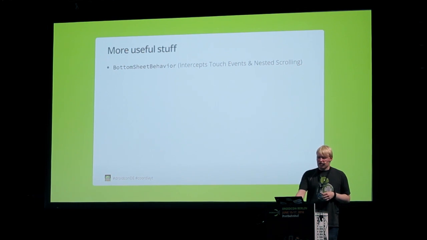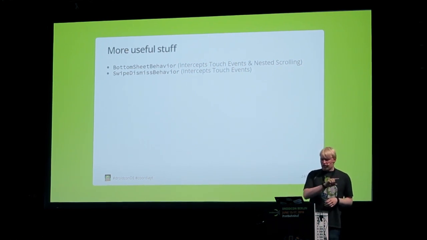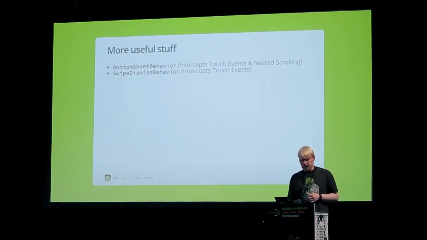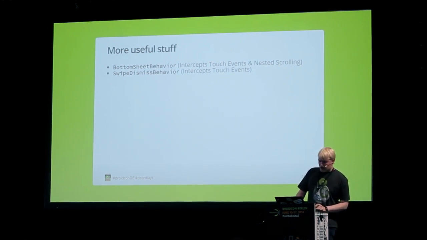Another behavior inside the design lib is the swipe dismiss behavior that implements the swipe to dismiss pattern, and this one is actually used by the snack bar layout. So maybe we saw it before, when the snack bar layout is visible, you can touch it and swipe it out of your view. This is implemented by this behavior. And this one intercepts touch events. That's it basically for behaviors.